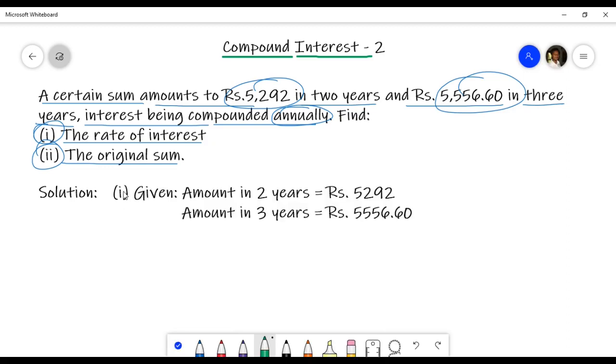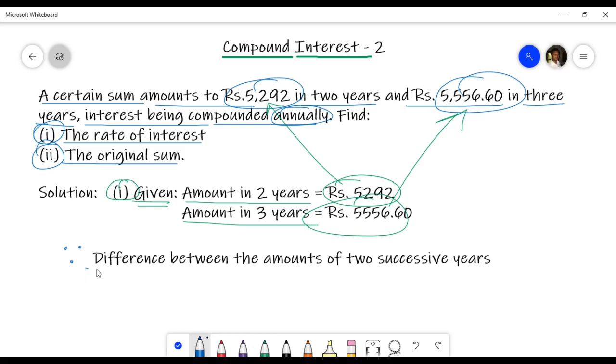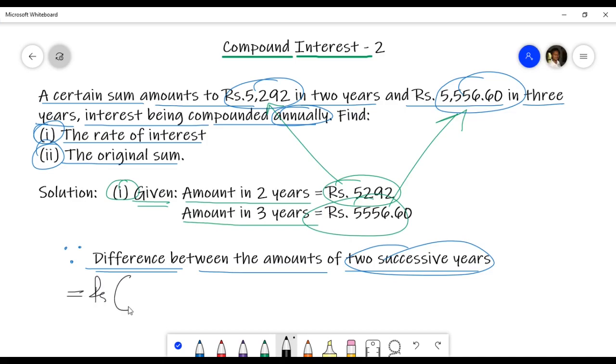The first thing is we have to find the rate of interest, and let us see what is given in the question. Amount in 2 years is given, that is 5,292 rupees. Amount in 3 years is given, that is 5,556 and 60 paise. What we have to do now is find the difference between the amounts of 2 successive years. So we will subtract the amount in 2 years from the amount in 3 years. Let us substitute the values to find the difference.